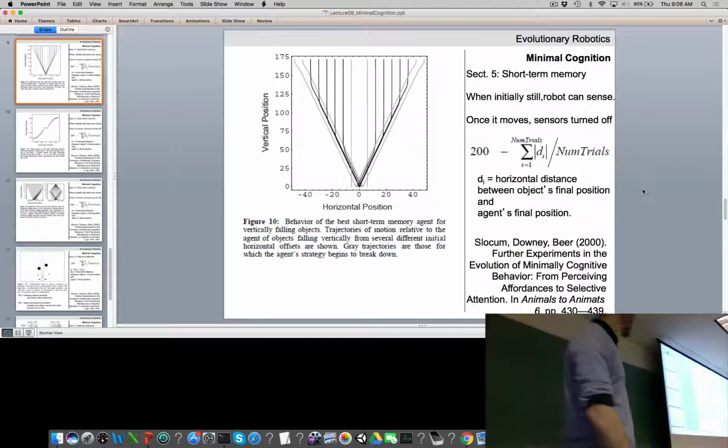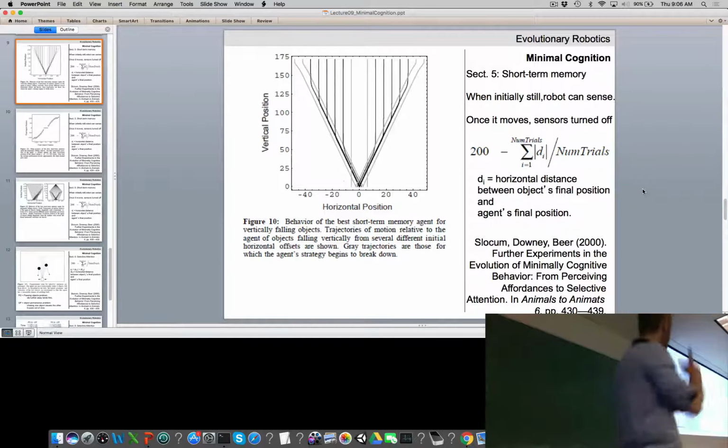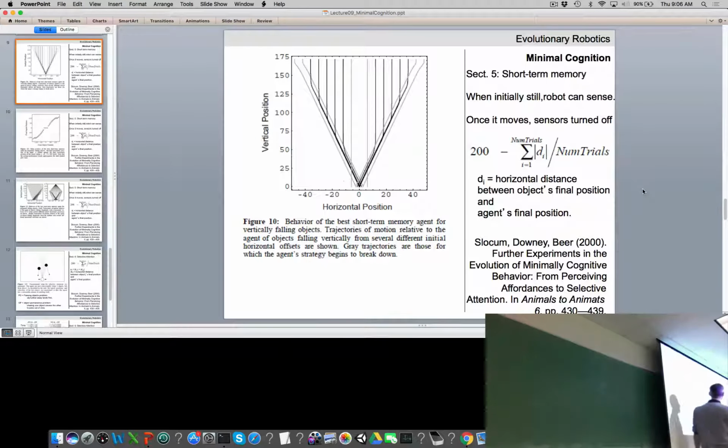Okay, thankfully this one's a little bit easier to read than the last one. Same thing though, right? We're looking at one evolved robot. So we have the horizontal position here of the robot for vertically falling objects. They didn't label this very well, it's horizontal distance. So a horizontal position of 0 is the robot ended up where the object hit the ground. Vertical axis is vertical position, so you can see they dropped the object from the top of the screen at these different horizontal positions.